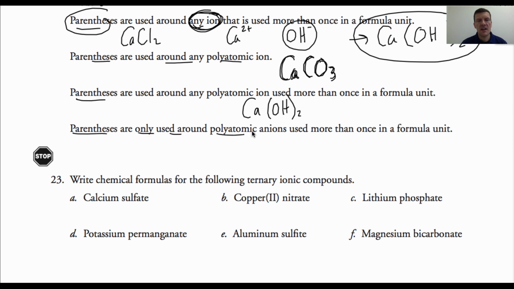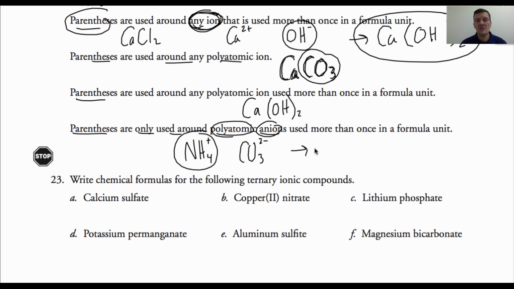Parentheses are only used around polyatomic ions, anions used more than once in a formula unit. That's true, but it's not only for the anions. Remember, ammonium is a positively charged ion, and if that is combined with an anion that has more than a -1 charge, then I'm going to need multiple ammoniums. So let's just use my same example of carbonate. Carbonate has a 2 negative charge, so I'm going to need multiple ammoniums.